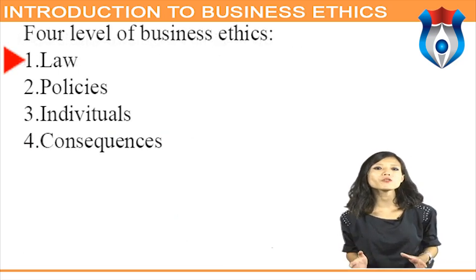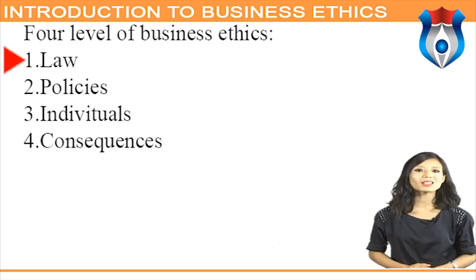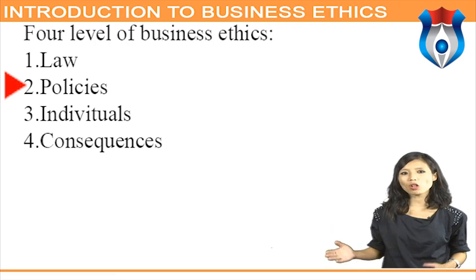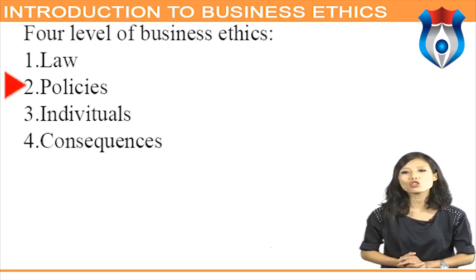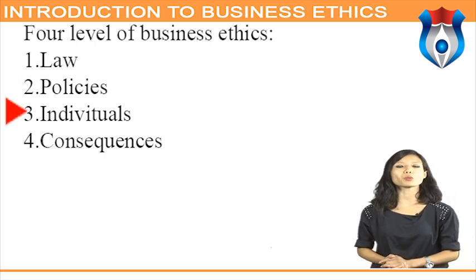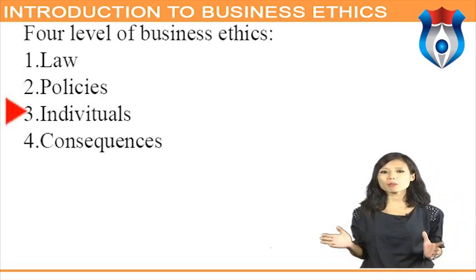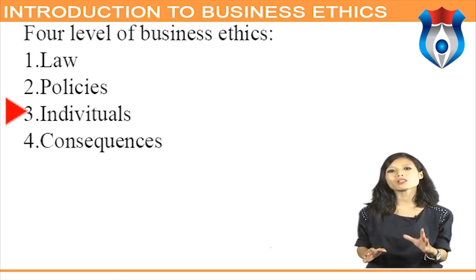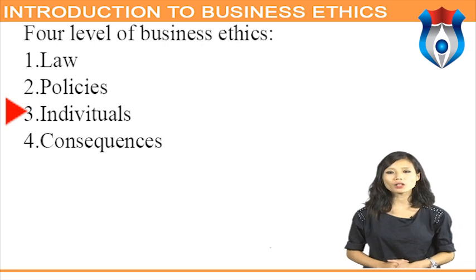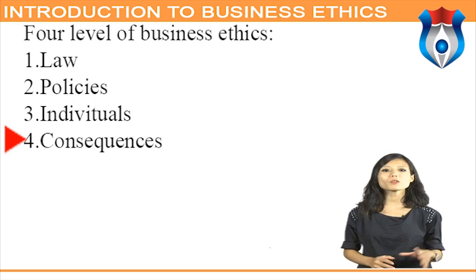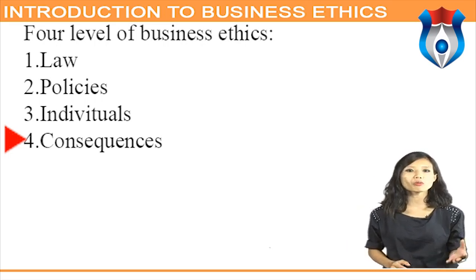These laws define the difference between right and wrong and what is considered acceptable behavior by the majority of people. Number 2 is policies. The second level of ethical standards for a business organization concerns its internal policies and procedures. Number 3 is individual. Though a business organization may be bound by applicable laws and internal policies, adherence by individuals determines the true integrity of the company. And number 4 is consequences. There are notable consequences for a business organization when it ignores or breaks ethical standards at each level.